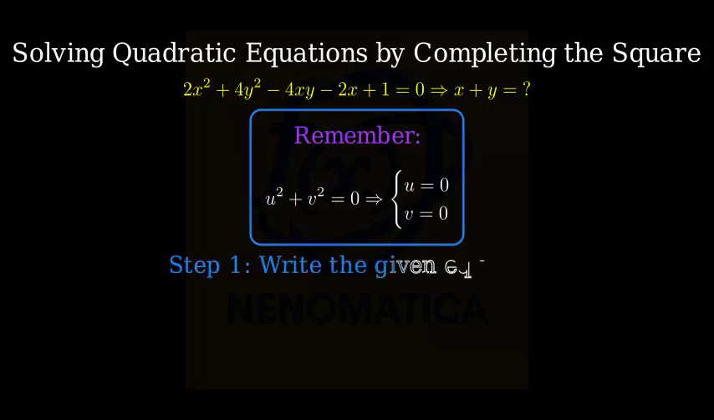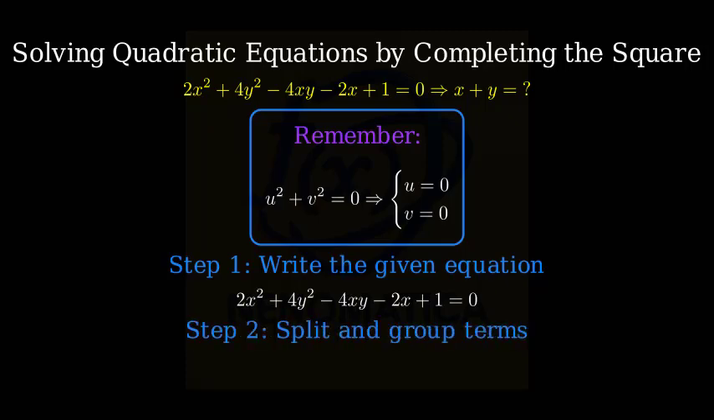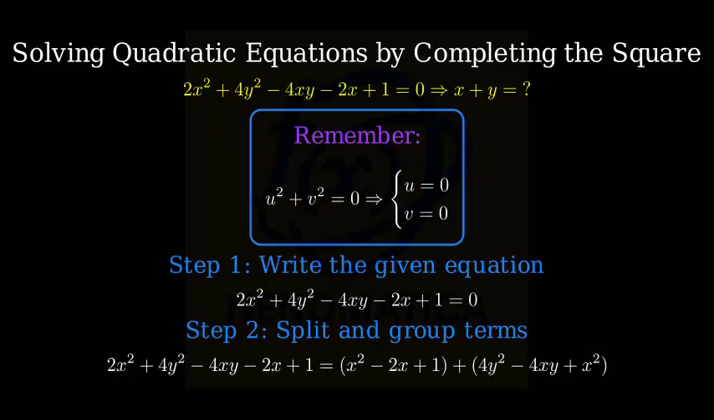Step 1. We'll start with the given equation. 2x squared plus 4y squared minus 4xy minus 2x plus 1 equals 0. Step 2. Our strategy is to rewrite this equation as a sum of squares that equals 0. To achieve this, we'll first rearrange the terms of the equation. We'll group them as follows: x squared minus 2x plus 1 plus 4y squared minus 4xy plus x squared.